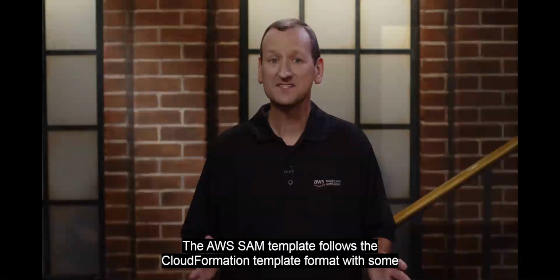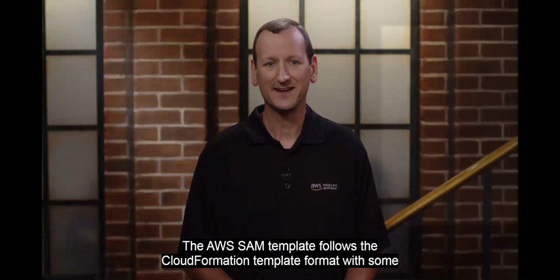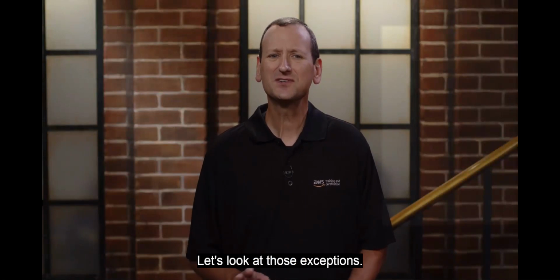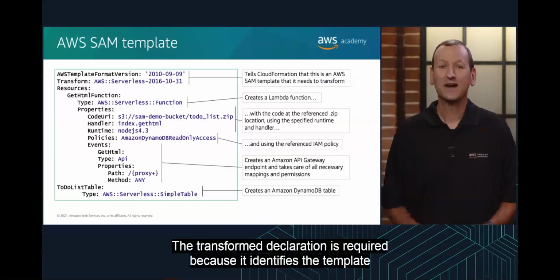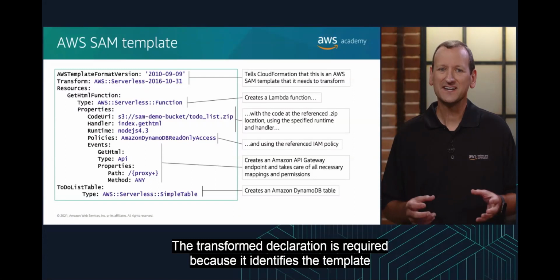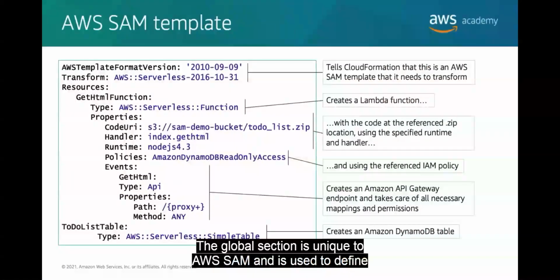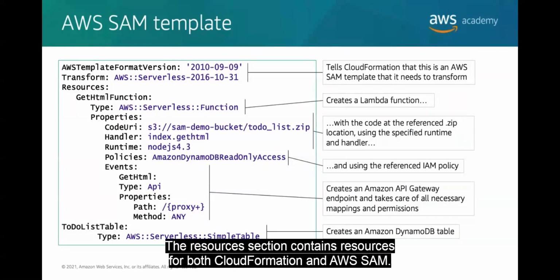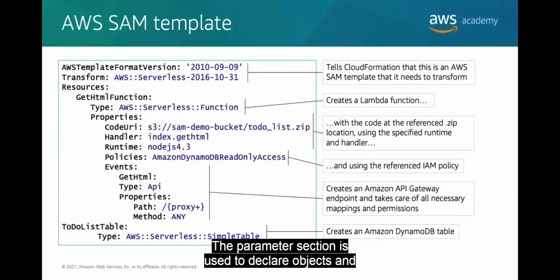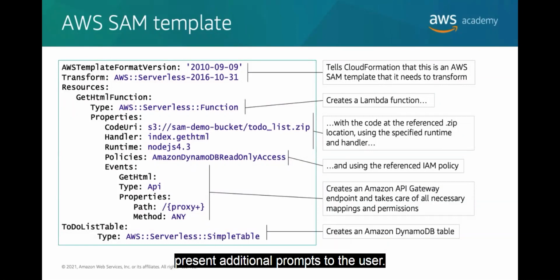The AWS SAM template follows the CloudFormation template format, with some exceptions. Let's look at those exceptions. The transform declaration is required because it identifies the template as an AWS SAM template. The global section is unique to AWS SAM and is used to define properties common to all of your serverless functions and APIs. The resources section contains resources for both CloudFormation and AWS SAM. The parameters section is used to declare objects and present additional prompts to the user.